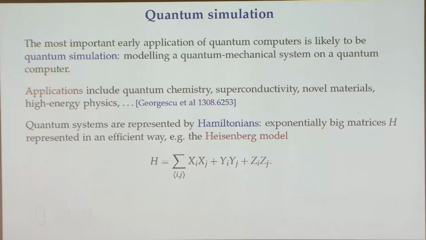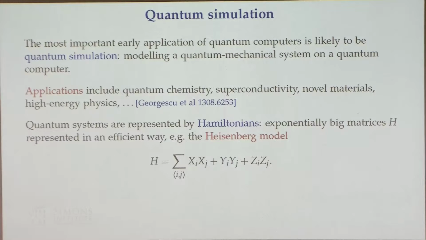And just for those who may not be quantum physicists or very new to this area, let me mention very briefly what this actually means when I say quantum simulation. If we have a quantum system, we can generally represent this by a Hamiltonian H. So this is, from a computer scientist's point of view, just an exponentially big matrix that happens to be represented in a very efficient way.